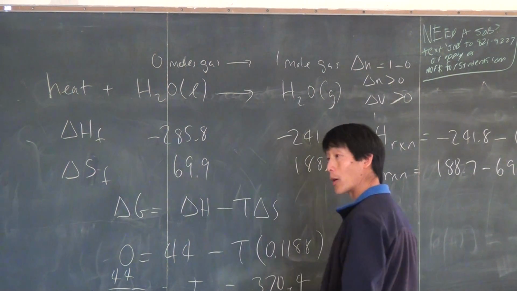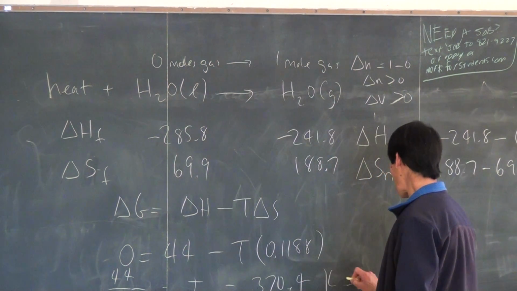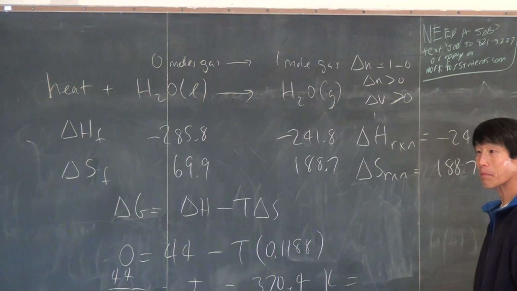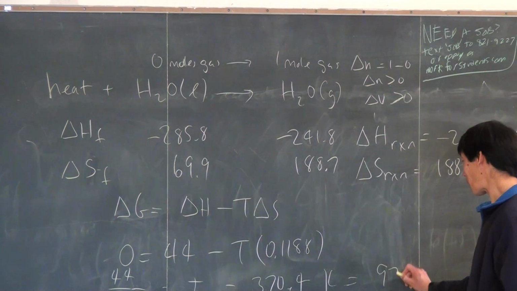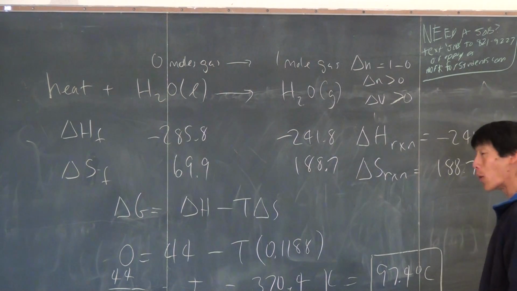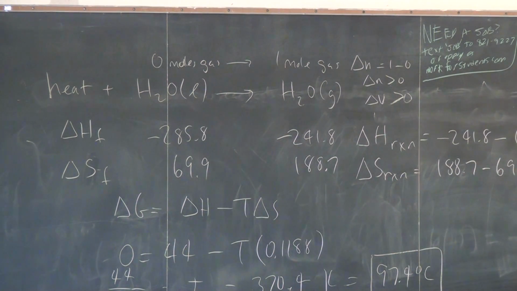97.4, and the units are in Kelvin, and in degrees Celsius, that's equal to 97.4 degrees. So we know that water boils at 100 degrees, so we were close based on this thermodynamic calculation.